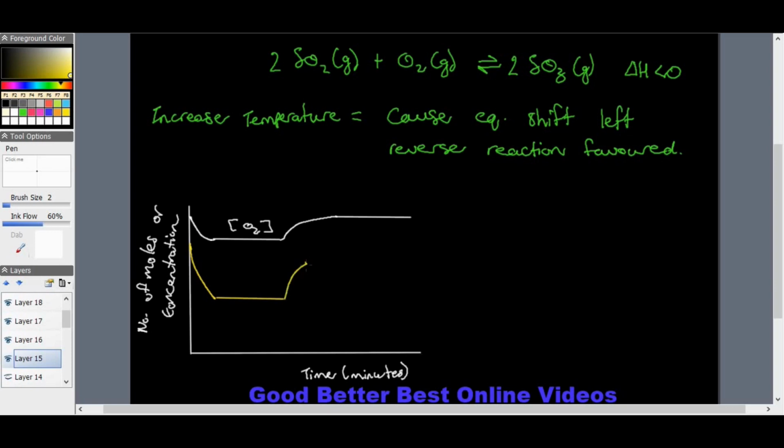Then it does the same thing. Okay, the concentration of SO2. Alright. And then the products form. Slightly different now. And there we go. This is the concentration of SO3. So now we've got an increase in temperature here, and what happens to the concentration?